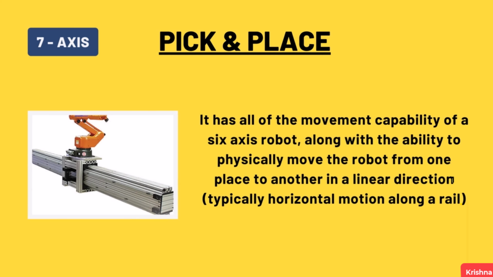The seven-axis robot has all the movement capabilities of a six-axis robot, along with the ability to physically move the robot from one place to another in a linear direction. It is performed typically in a horizontal motion along a rail.